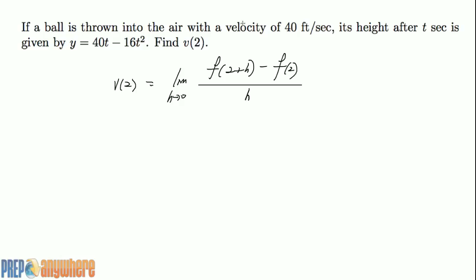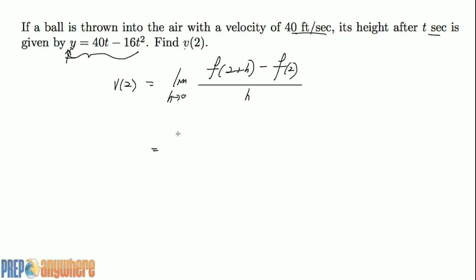If a ball is thrown into the air with a velocity of 40 feet per second, the height after t seconds is given with this function of t. Find the velocity at 2. So velocity is a derivative, right? It's the rate of change of height versus time. Okay, so to find v at 2 is simply this, using the definition of derivative, where f is this y here.